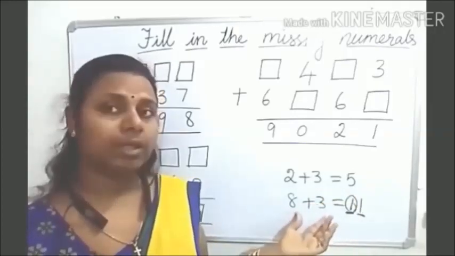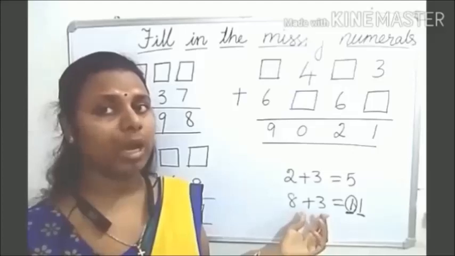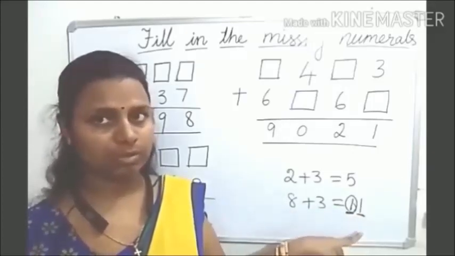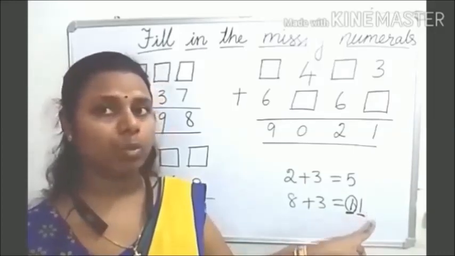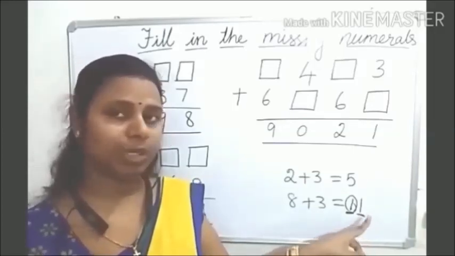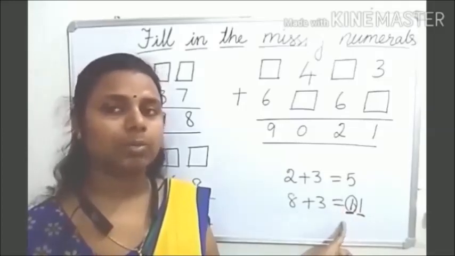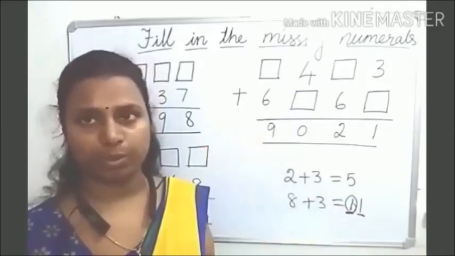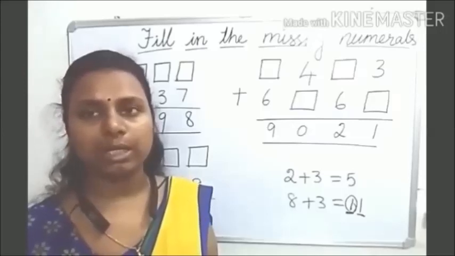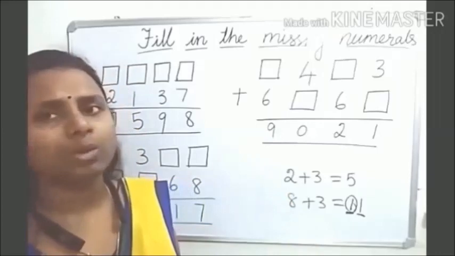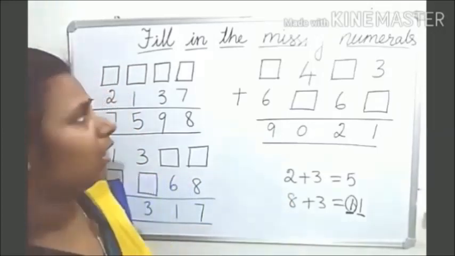Then the next thing I said, when we add the numbers, if we are getting 2 digits, then we write the 1 digit which is in ones place in that place, and the next digit we carry to the next place. These 2 things you have to remember. Now shall we go to the question?